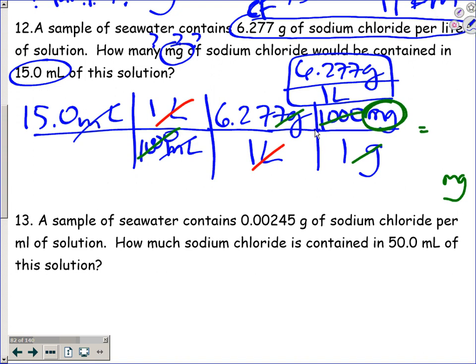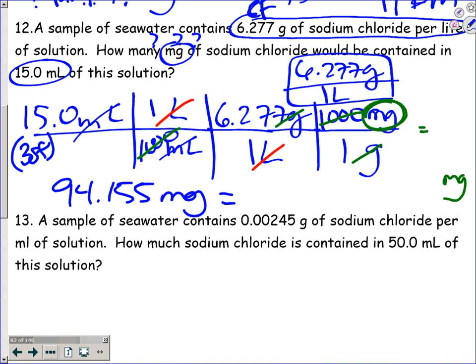Simon? The calculator gave me 94.155. 94.155. And will you round that to the correct sig figs? 94.2. So where are you getting the sig figs from? Okay, so there's our 3 sig figs here, and then you said 94.2.